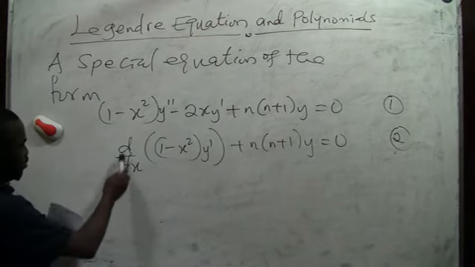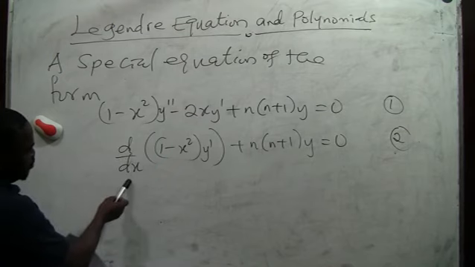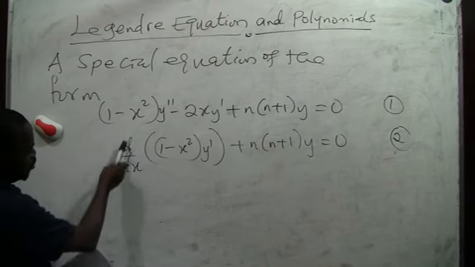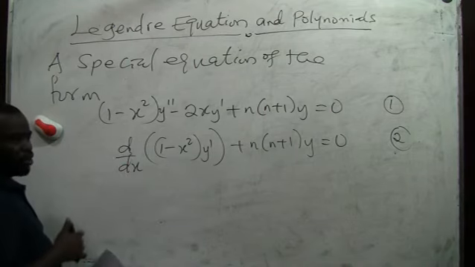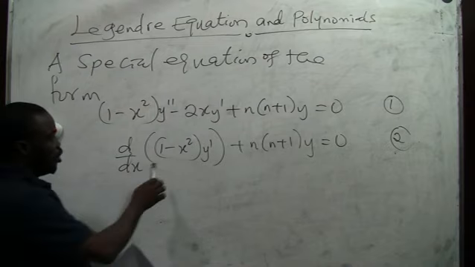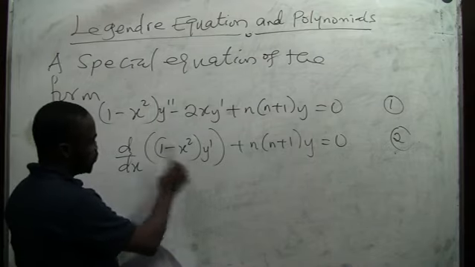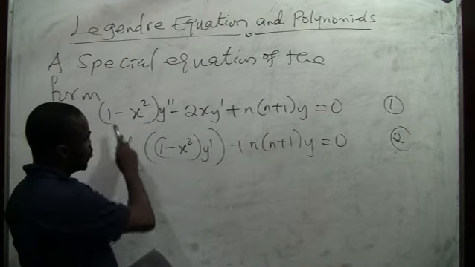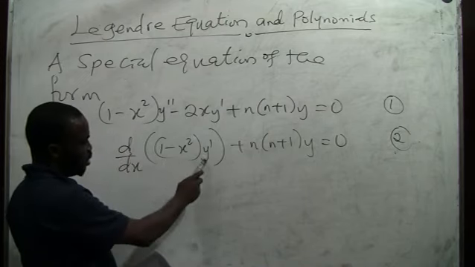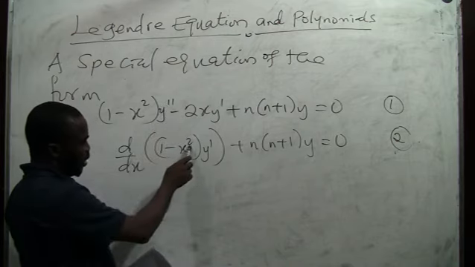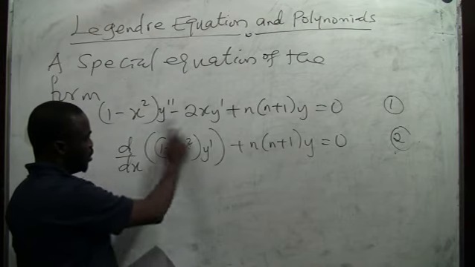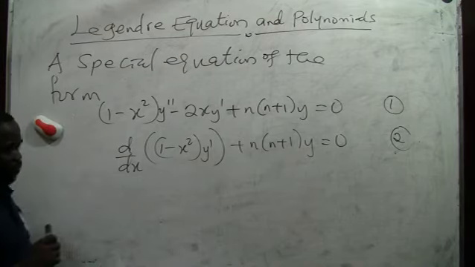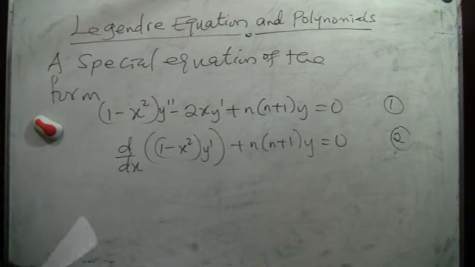Why is it so? If you look at this, it is the differential coefficient; differentiate everything you have within the bracket. This becomes a product rule. We have 1 minus x squared, then differentiate y prime, that gives y double prime. Then differentiate what we have here, we have minus 2x multiplied by y prime. Then we generate equation 1.